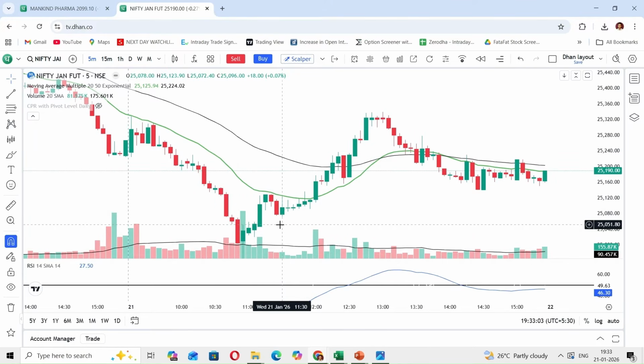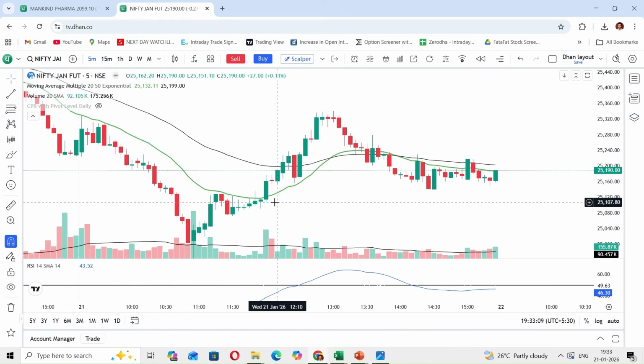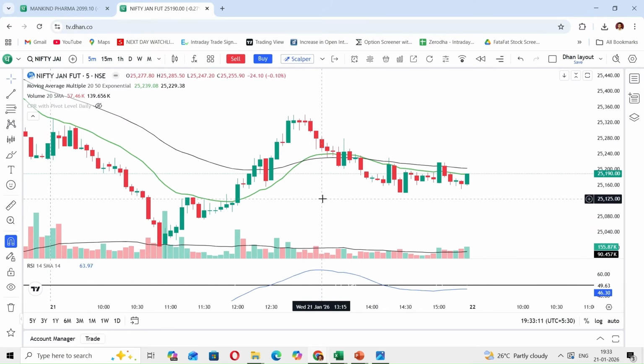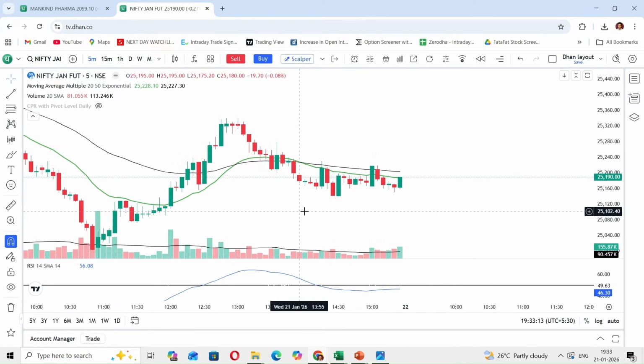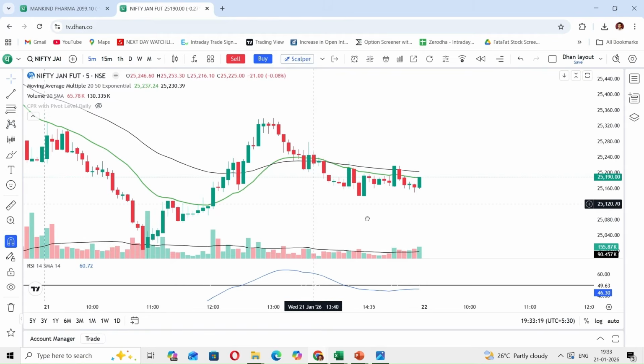No, here it is, the setup is formed but not. No, the green candle has the highest volume and the low is also not broken. Oh, there is no setup for today. There was only one setup formed.